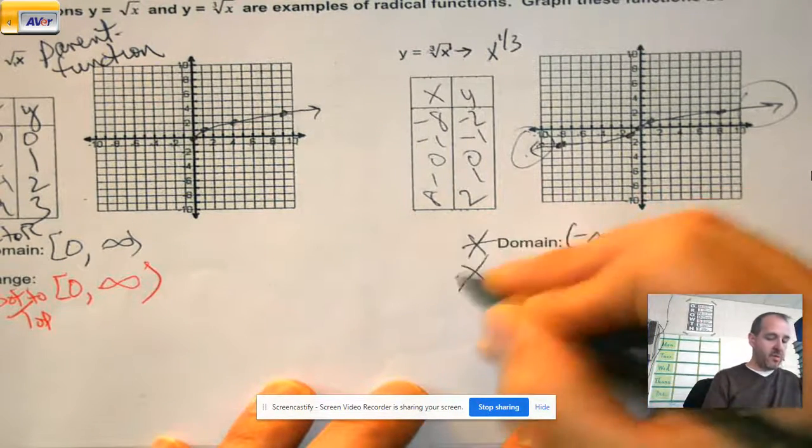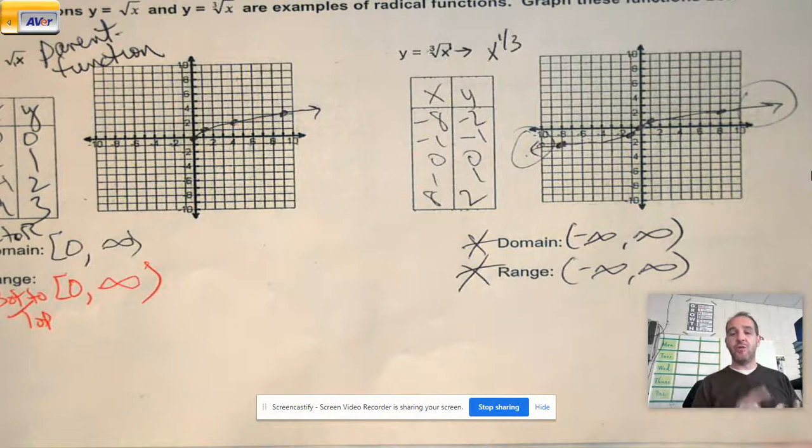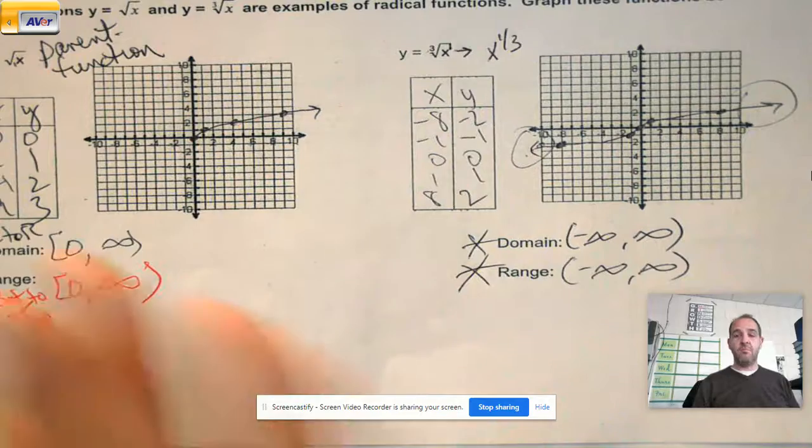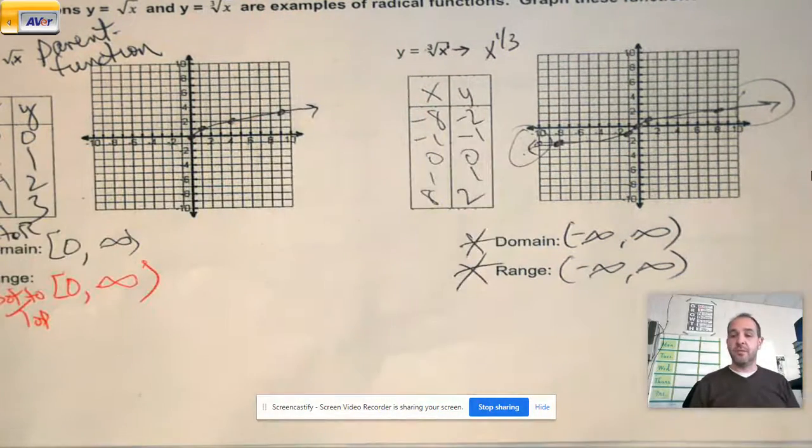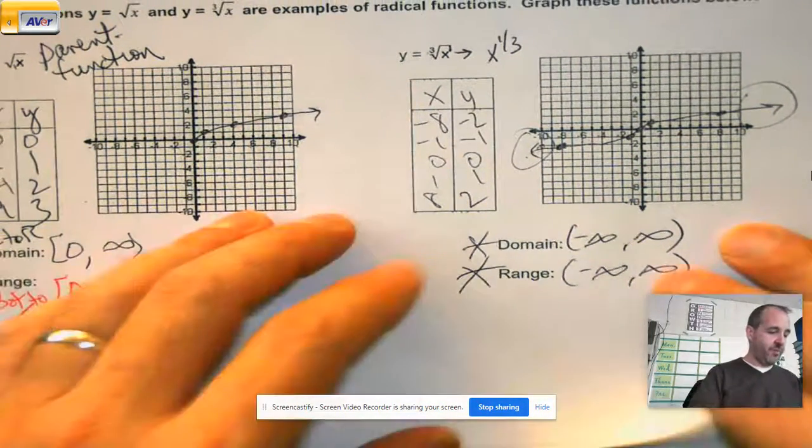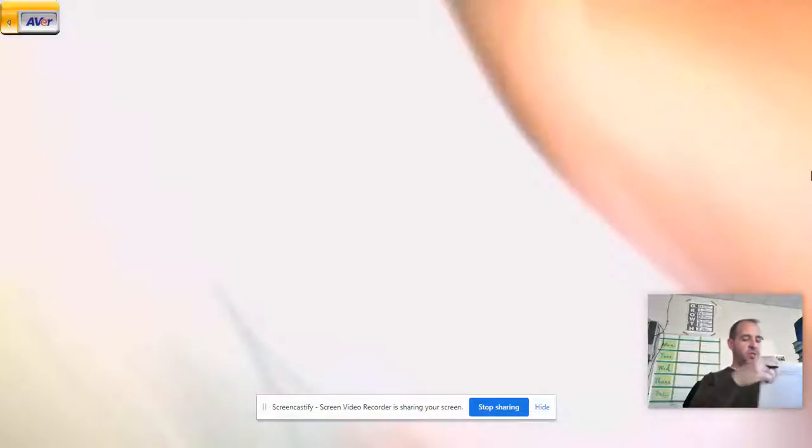Always. Cubes, always. It doesn't matter if you shift them, if you stretched them, if you reflected them, doesn't matter. That's the domain and range for cubes. Easiest question you'll ever run into. All right. So what if we start messing with stuff?